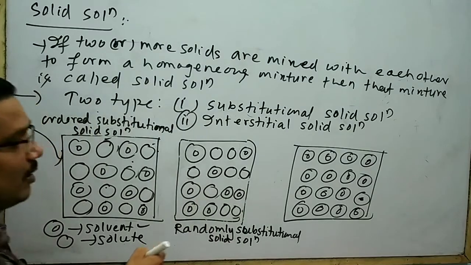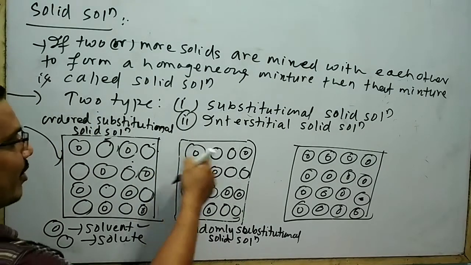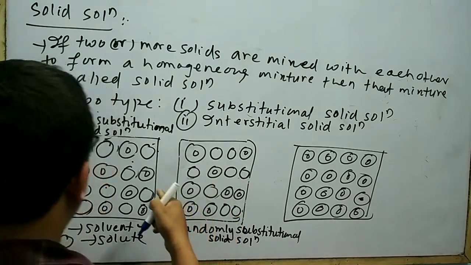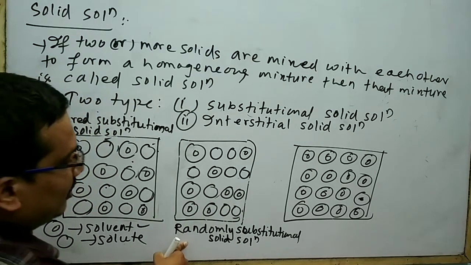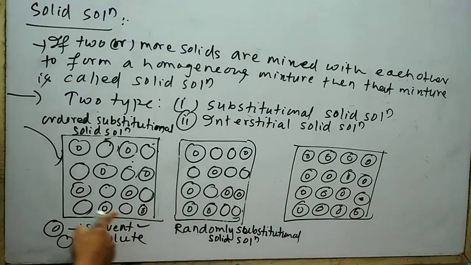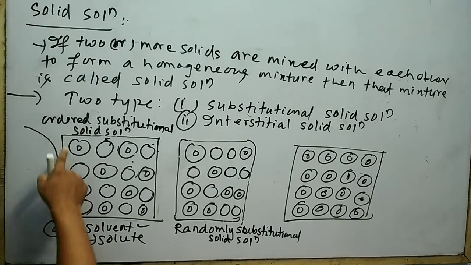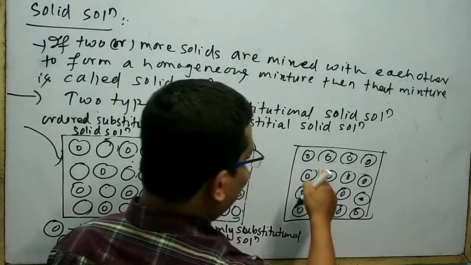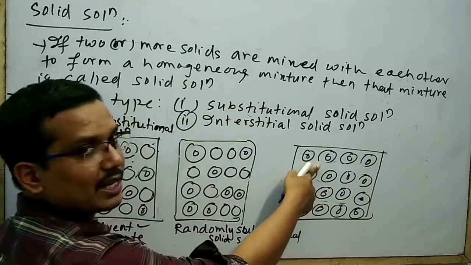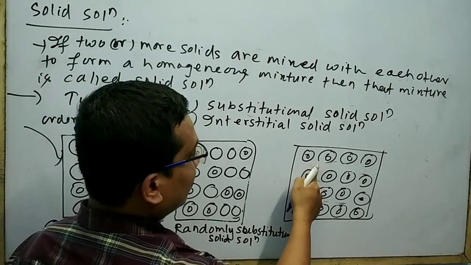Look at that. The solute molecules are not arranged in an orderly manner. So this is said to be a randomly substitutional solid solution. This is said to be your ordered substitutional solid solution. Look at that. This position is called the interstitial position.